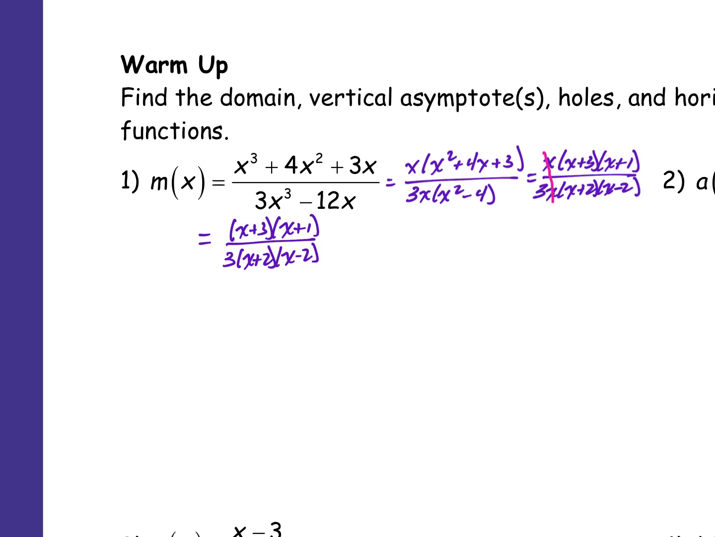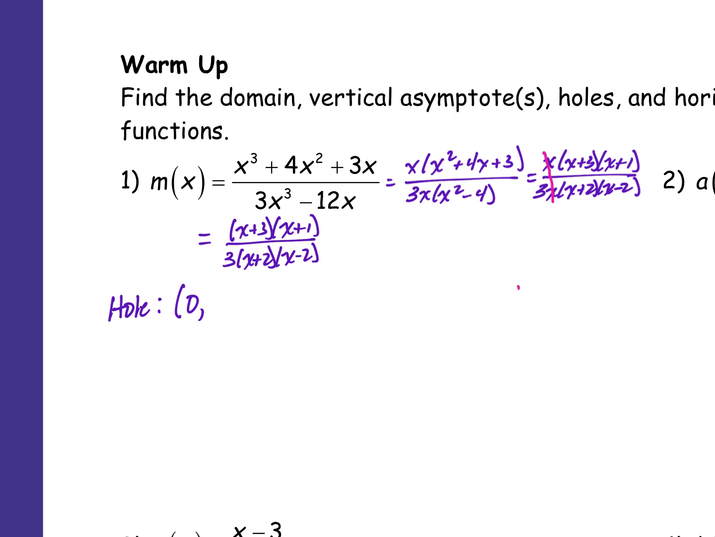After I've simplified it, I need to find the domain, vertical asymptotes, holes, horizontal asymptote, and I think that's all for this one. So I did cross something out, so I know I have a hole. I crossed an X out, so I know I have a hole at 0 somewhere. So how do I find that somewhere? I take that 0 and plug it back in, right? Where am I going to plug the 0 into? My simplified equation, right? So I'm going to plug the 0 into the simplified equation.